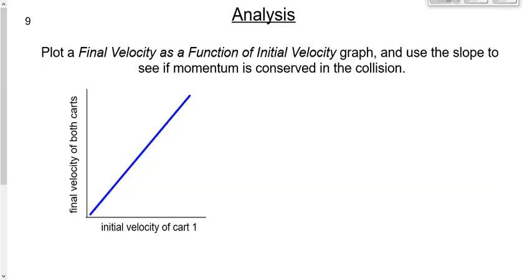Fill in this table, and then plot a graph. Your graph is going to be final velocity versus initial velocity. You've never seen a graph like that before. You've never seen final velocity versus initial velocity. The good news is it's a straight line.